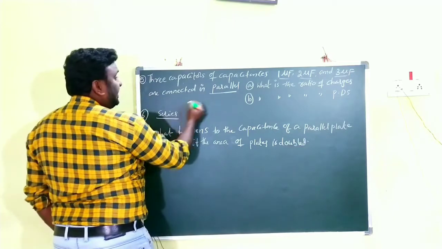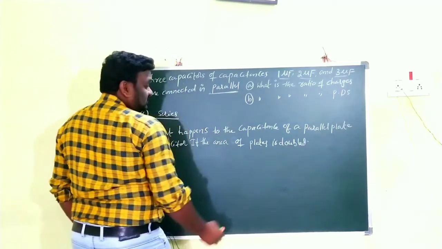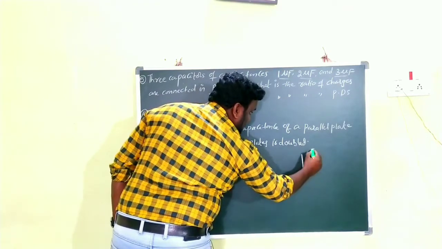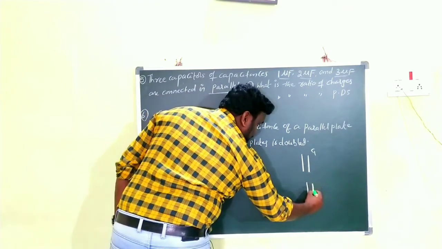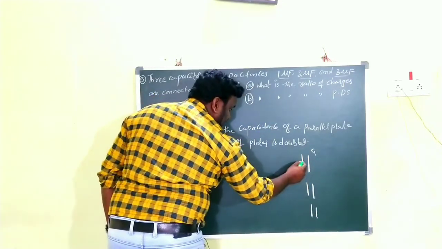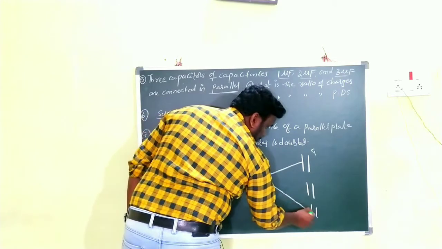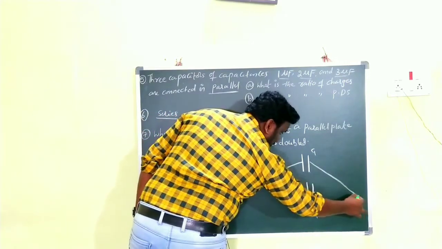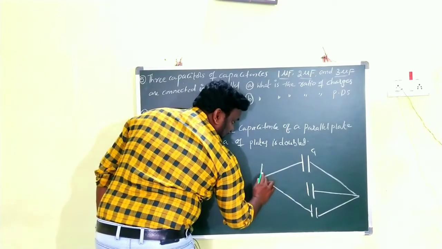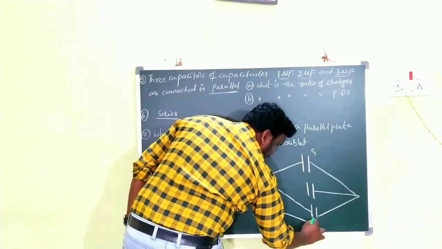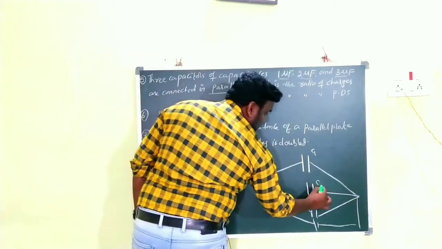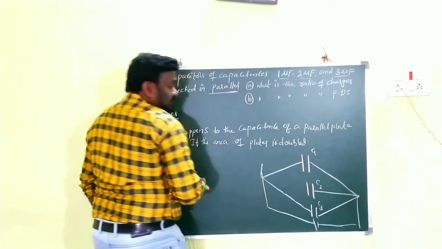So children, how is the connection? Parallel combination. That's why I am going to draw it here. This is the first one, C1 capacitance, this is C2 and this is C3. They are connected in parallel, and this will be given some battery. So this is the parallel combination C1, C2 and C3.